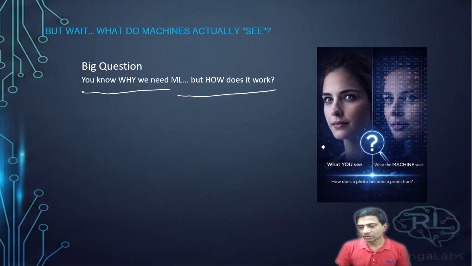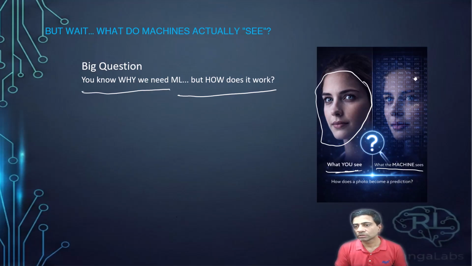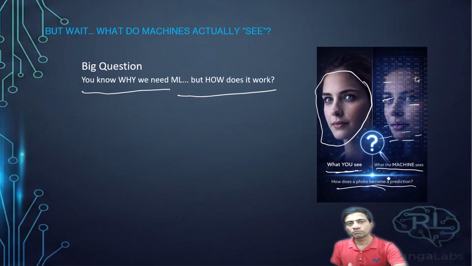Okay, what you see is this image, this beautiful girl's face. But what the machine sees, you can see, these are all numbers. So this photograph is basically a collection of numbers for the machine, and it is not the same face which is seen by the machine. Okay, so how does a photo become a prediction? You have to convert the photo into numbers for the computer to understand.